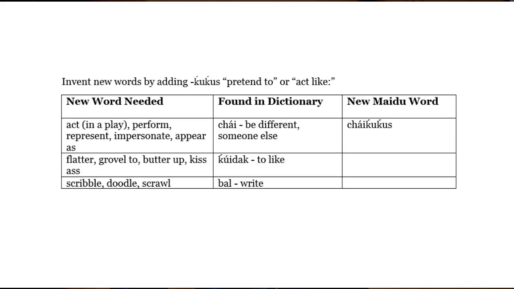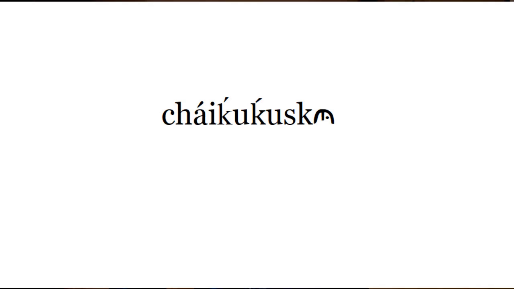If you wanted to say act in a movie or be an actor or actress, how could you say that? What are you doing as an actor? You're pretending to be someone else, right? Someone else is tai. So pretend to be someone else is tai kukus. Way away, tai kukus. And then you could make it into an actor by adding the k ending. Tai kukus k.